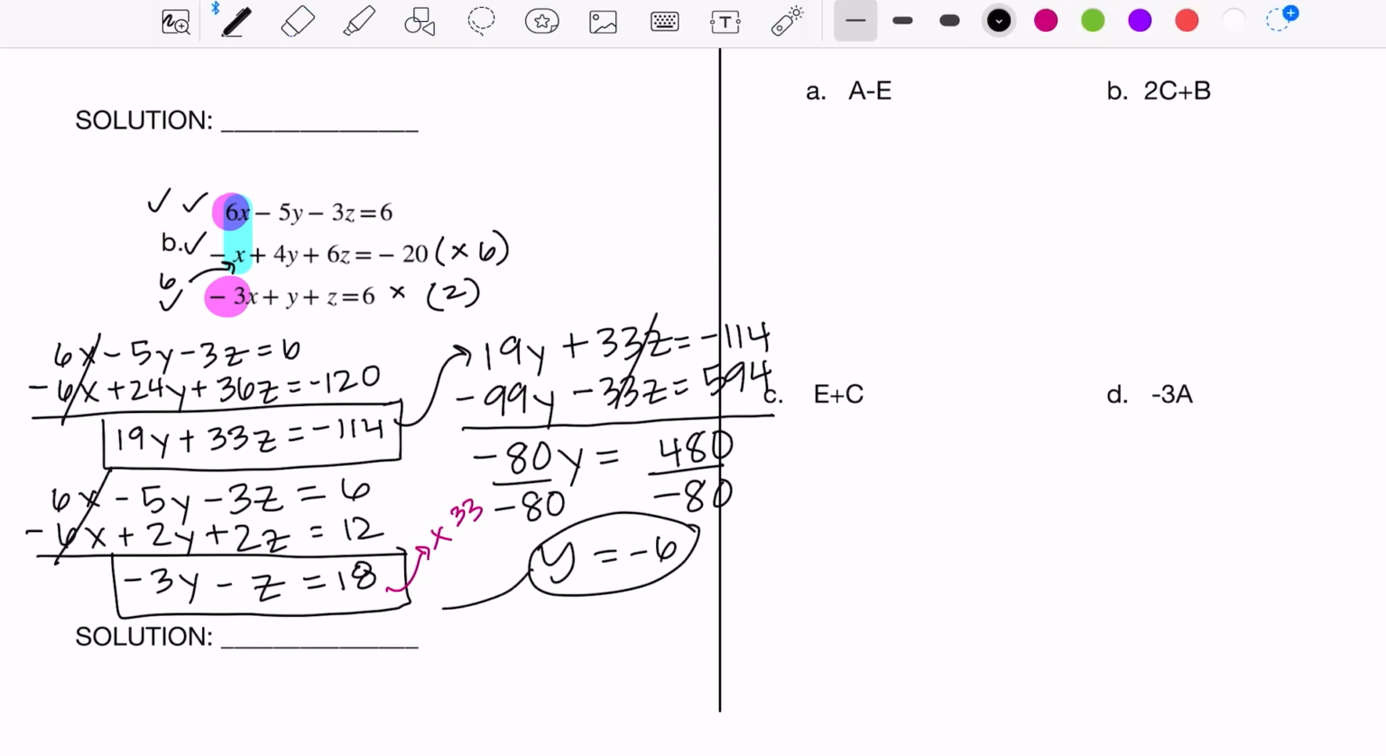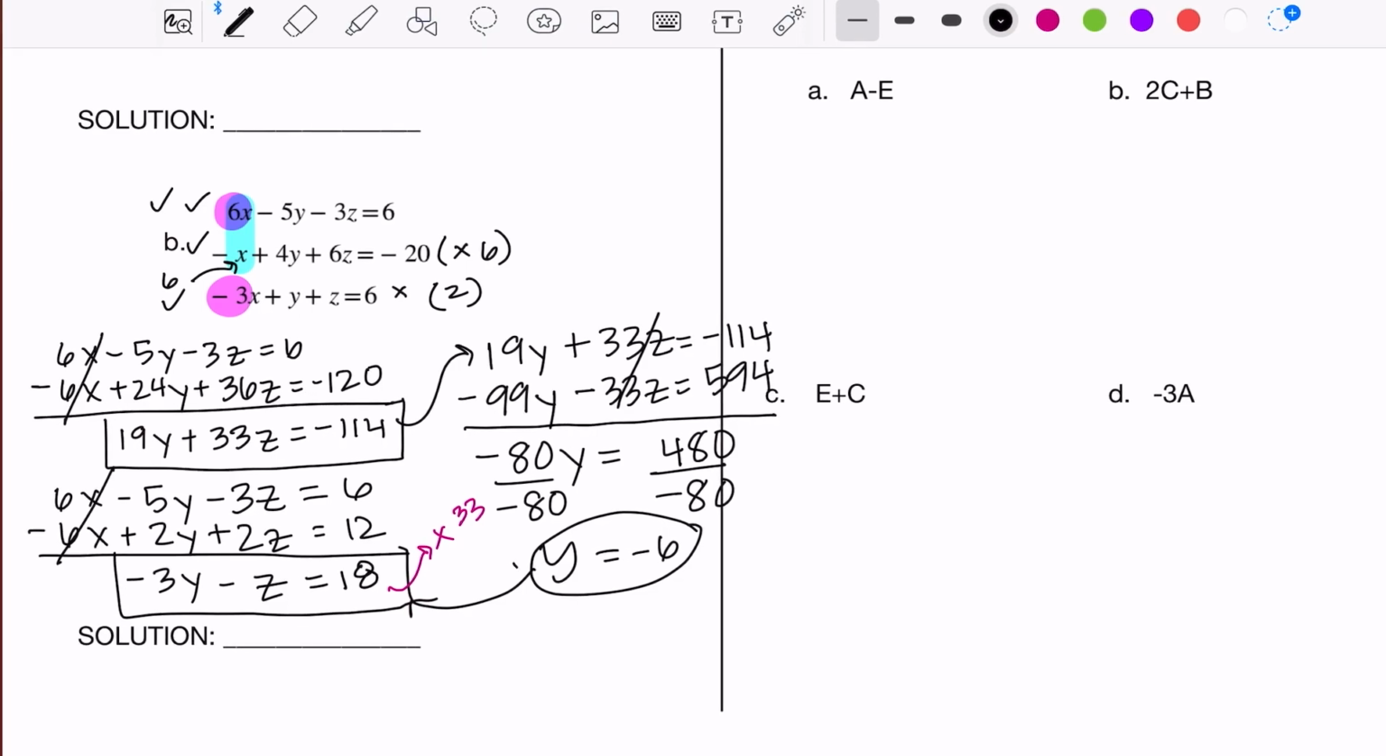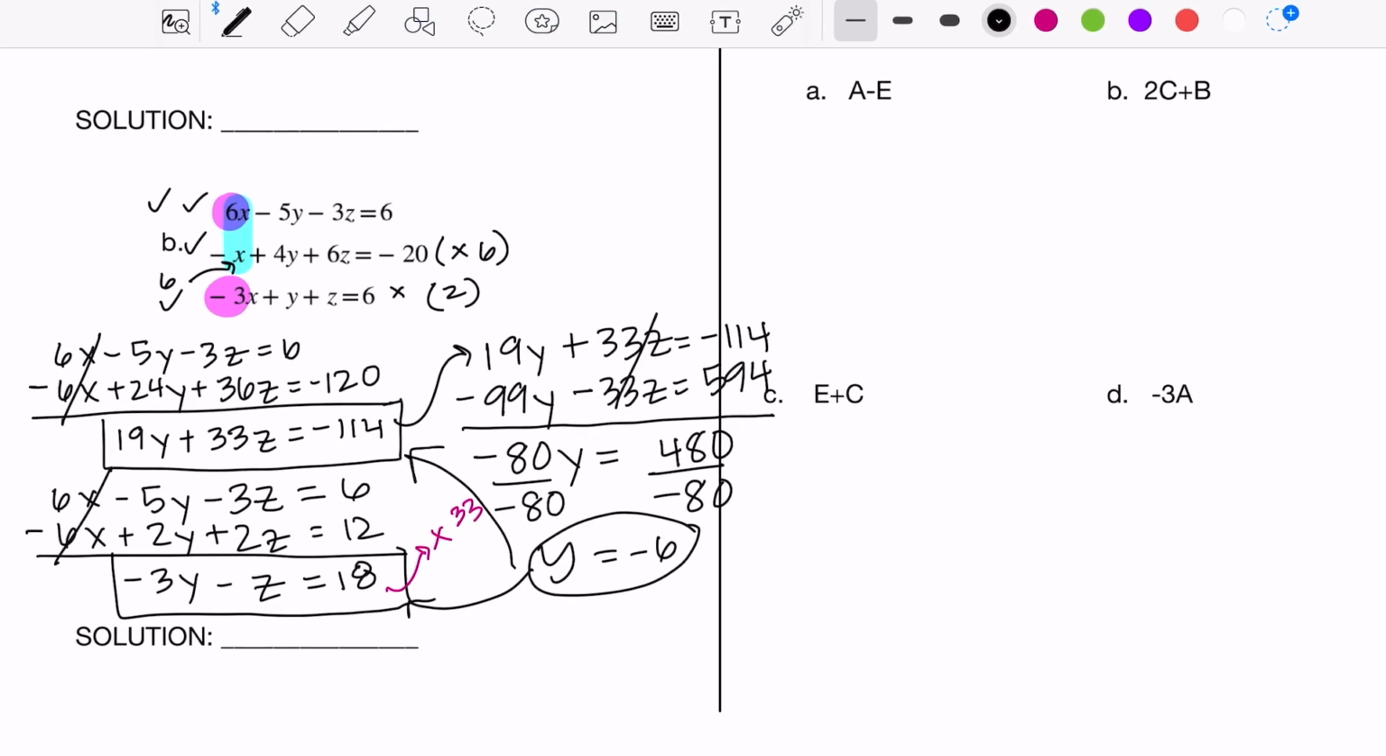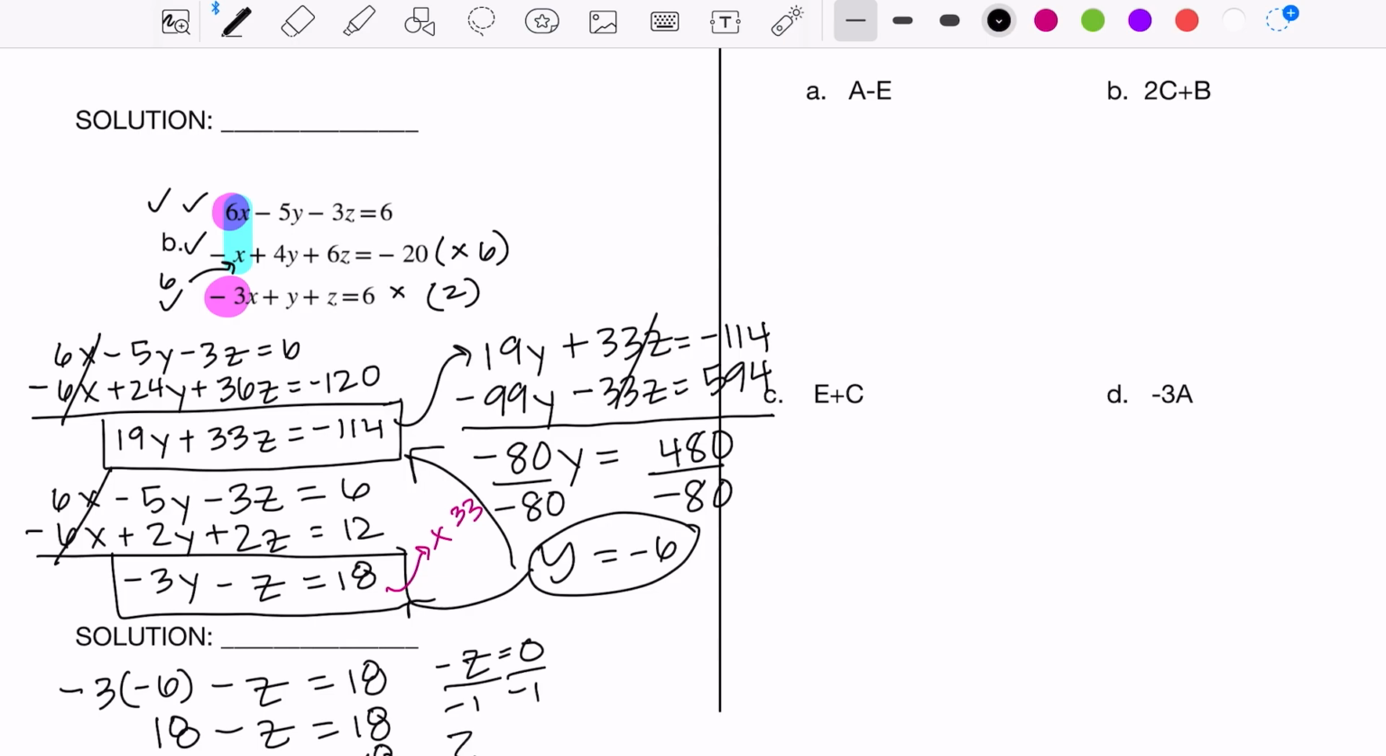I'm going to take that and plug it into either one of these, but not both, unless you really want to do double the work. And then I'm just going to solve this equation for z. And I get negative z equals 0. So even if I divide out that negative 1, it's still going to be z equals 0.